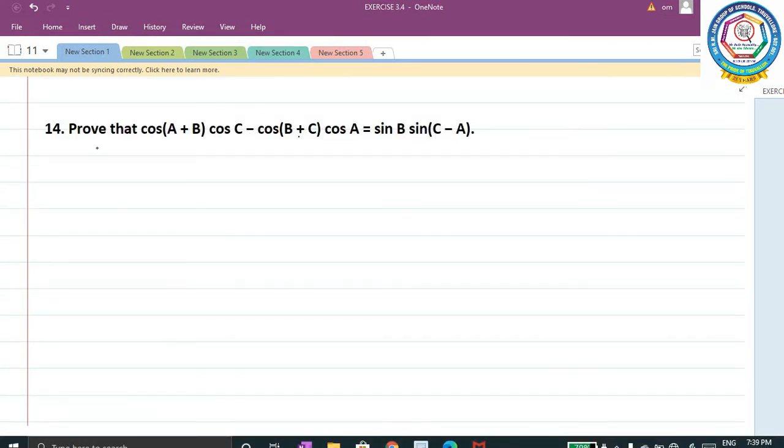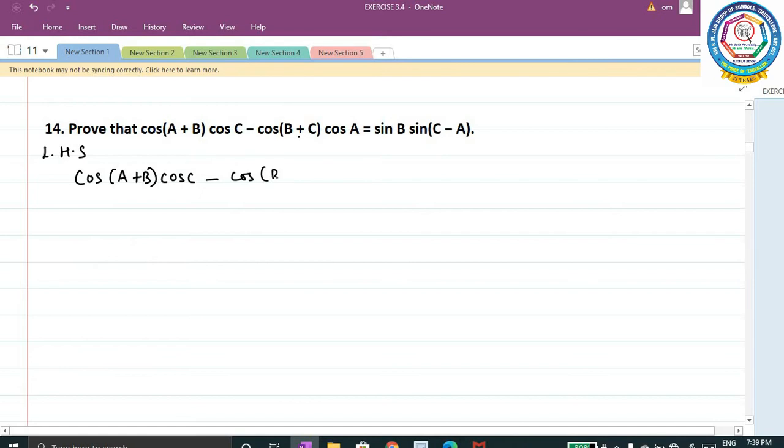Sum number 14. Prove that cos of (a plus b) into cos c minus cos of (b plus c) into cos a equals sin b into sin of (c minus a). Now I am going to take the left hand side equation. What is the left hand side equation? Cos of (a plus b) into cos c minus cos of (b plus c) into cos a.